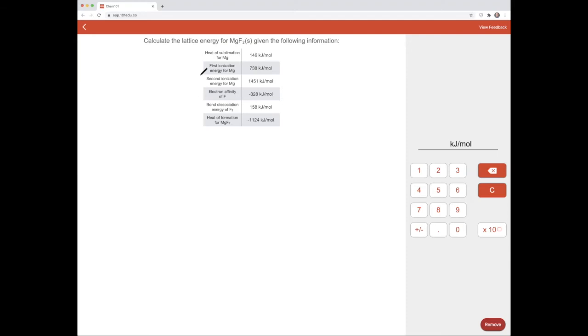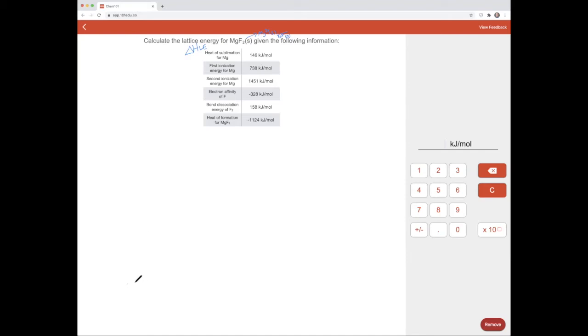What we're going to do here is calculate the lattice energy, which, remember, we just talked about. It's the delta H of converting 1 mole of this solid into its component ions in the gaseous phase: magnesium 2 plus in the gaseous phase plus 2 fluoride ions in the gaseous phase. All right, that's what we're going to do.